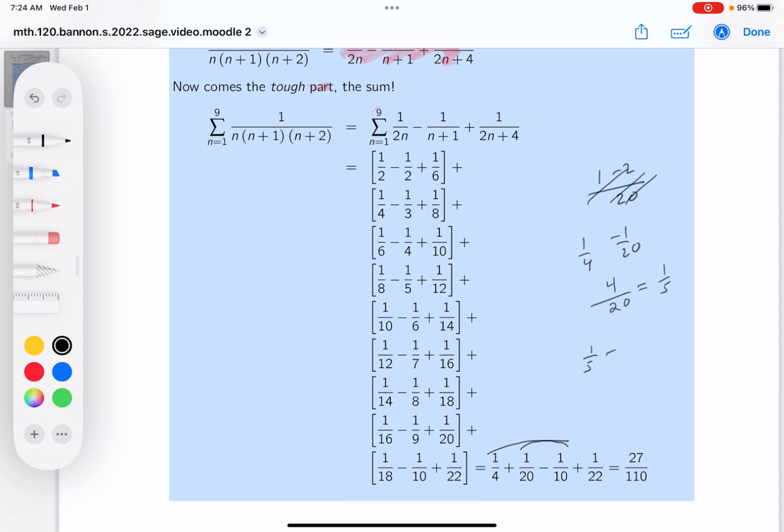So what do you get now? 1/5 plus 1 over 22. I'm doing all 4 terms now. What's that going to give you? Well, the common denominator is 110, and you're going to get 22 plus 5, which is 27 over 110. We get what we expected, the answer. Thank you.